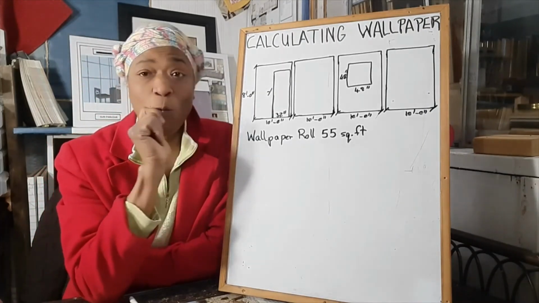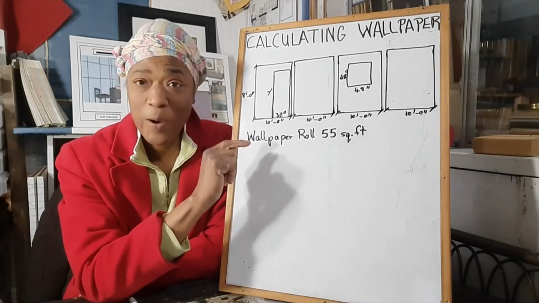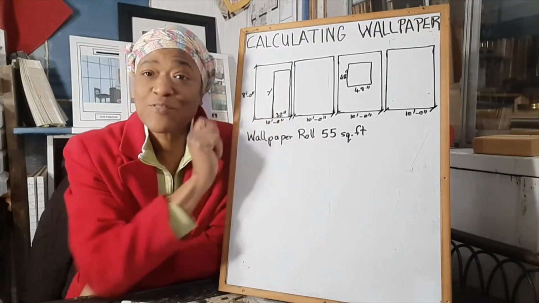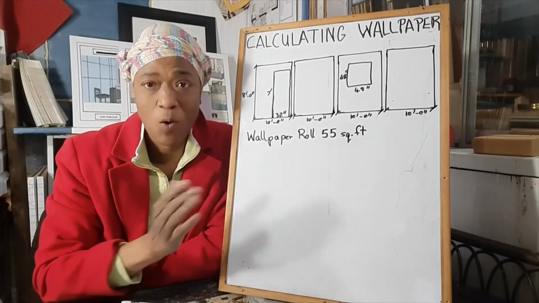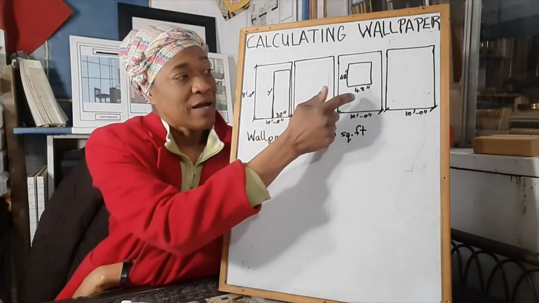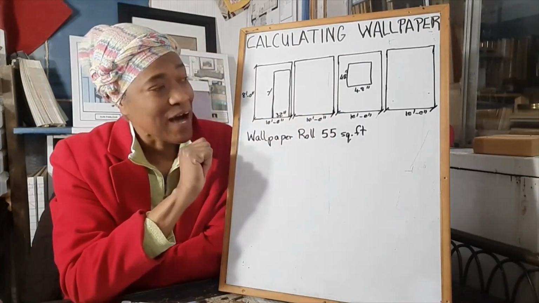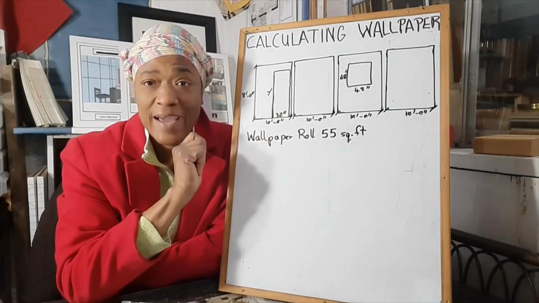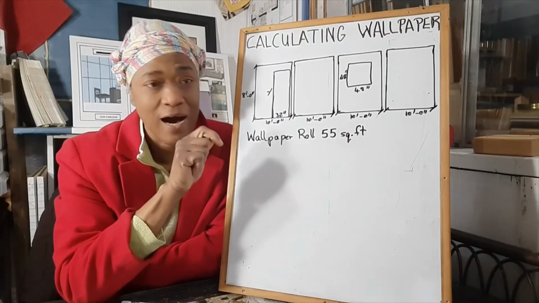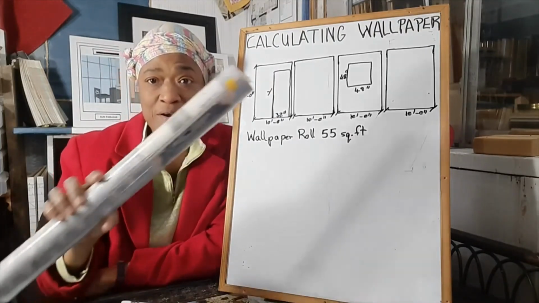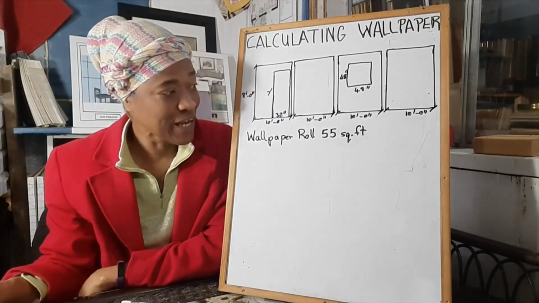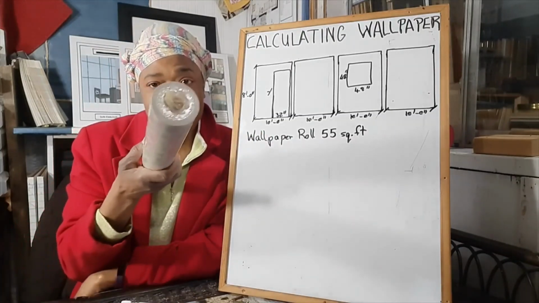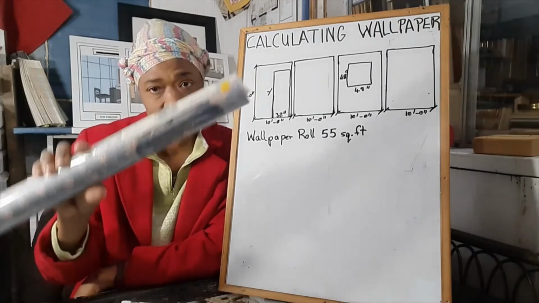And one wall has a doorway that is 7 feet high and 32 inches wide. An outside wall has a window that's 48 inches wide and 48 inches high. Now the wallpaper that we will be using has 55 square feet of wallpaper in the roll.